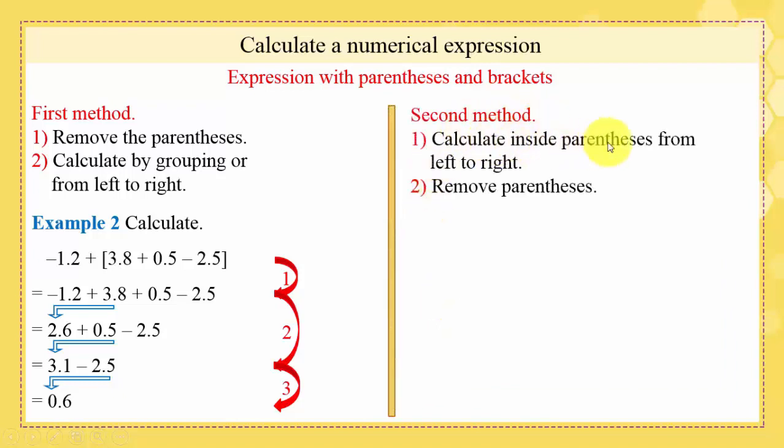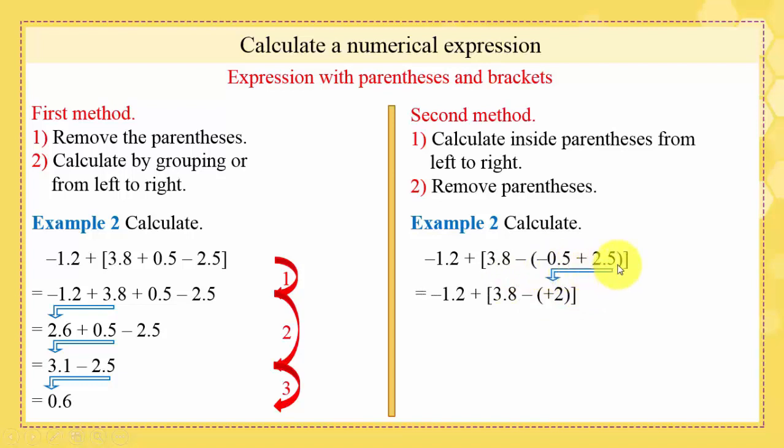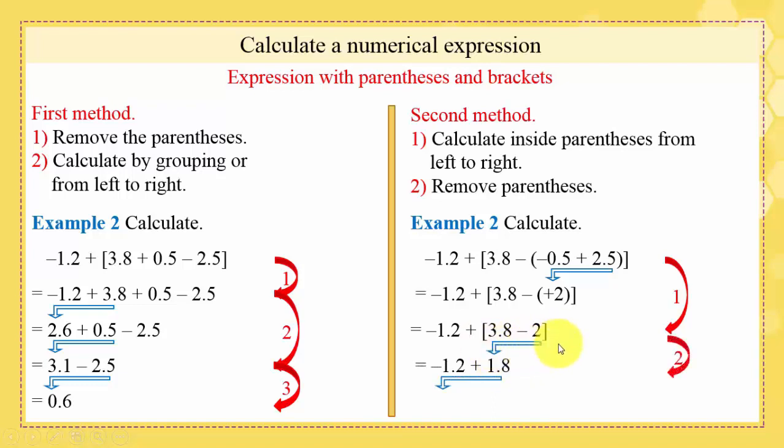Second method, calculate inside the parentheses from left to right and then remove the parentheses. Look here, you calculate inside the parentheses and these two numbers, then you remove the parentheses, then you calculate from left to right.